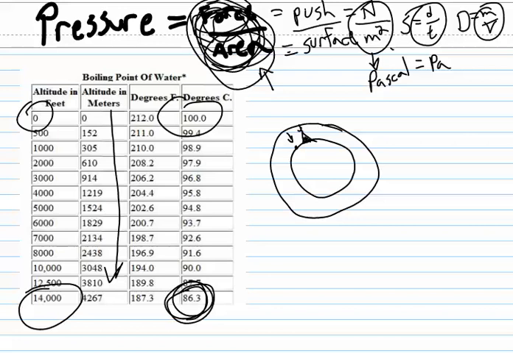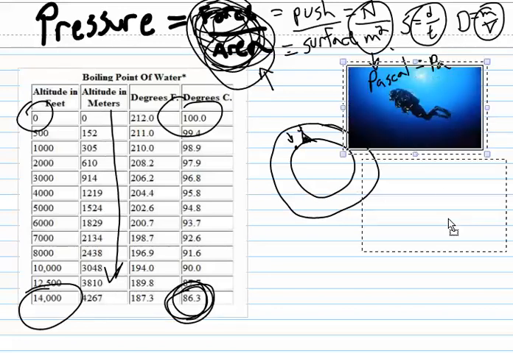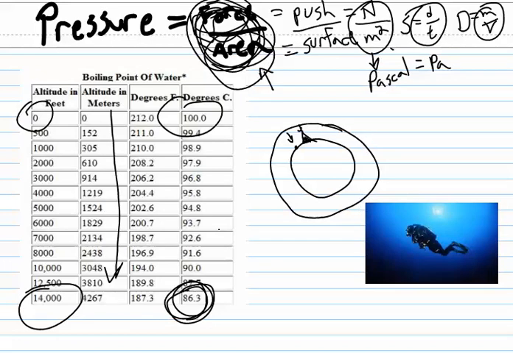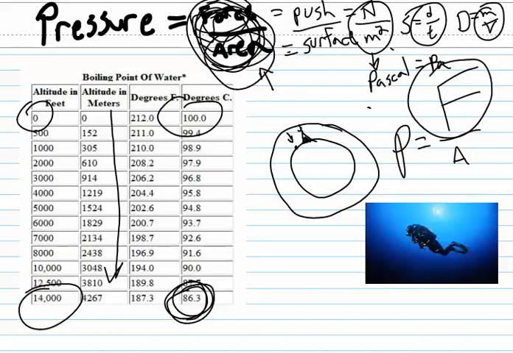One more example before I close out here. What if you do this? What if you dive down deep in the ocean? That's another way to change force. The deeper you go, the more water you're under. So that's like saying your force is a huge number and the area of your body just stays the same. So if you make the top number bigger, then your pressure becomes enormous. Okay, so that's the idea of pressure as a ratio.